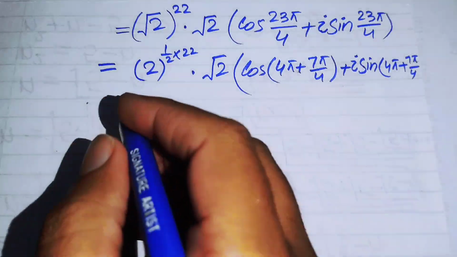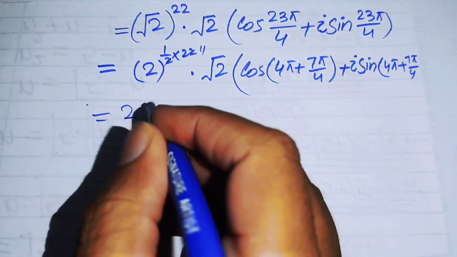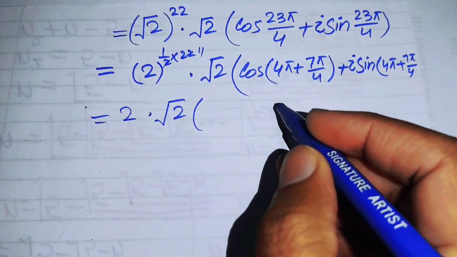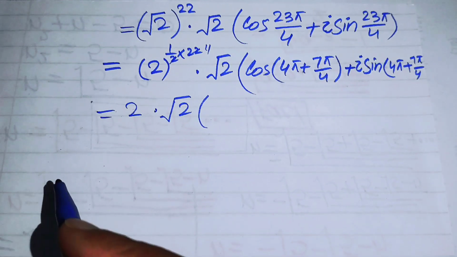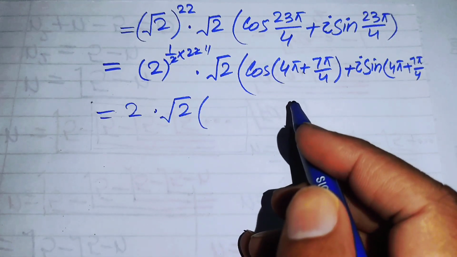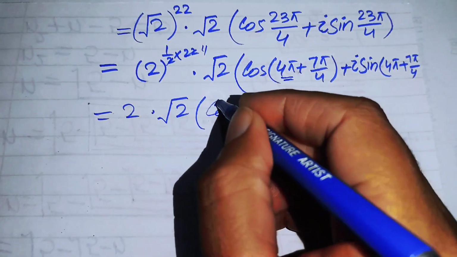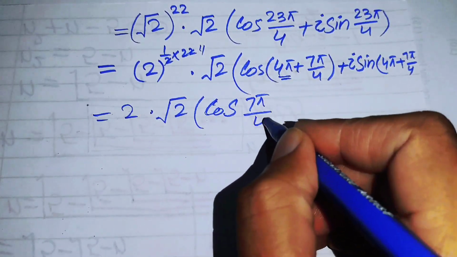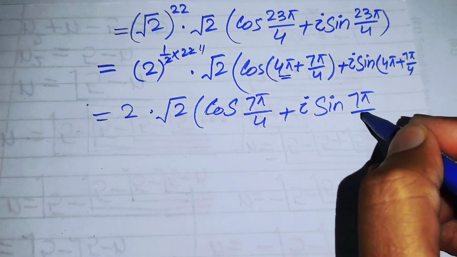And now in the next step, these are cancelled by each other, and you get 2 to the power 11 times square root of 2 into, because 4 pi is a quadrantal angle, here we use the concept of trigonometric ratios of allied angles. So according to this, we will just ignore this quadrantal angle, and you get cos of 7 pi over 4 plus iota sine of 7 pi over 4.